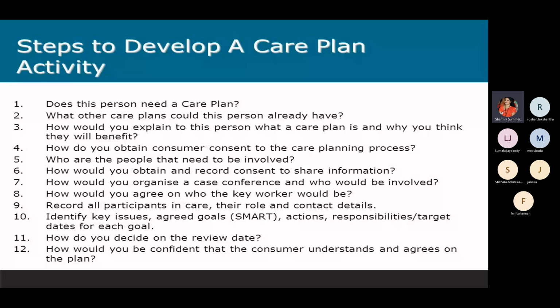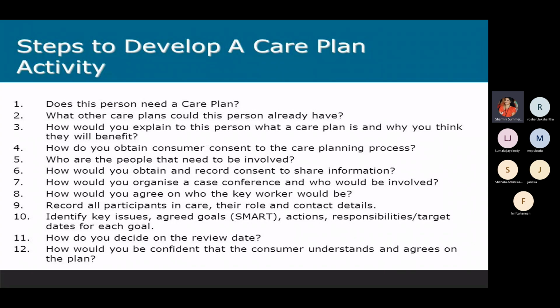And how would you become confident that the consumer understands and agrees on the plan? Yes. So you need to check how you can be confident. That means whether your consumer or your care receiver, whether he or she understands and accepts your care plan or not, whether they support it or not. So how confident are you.